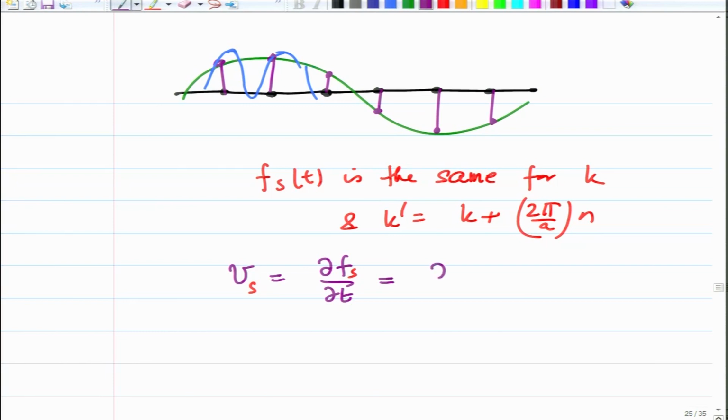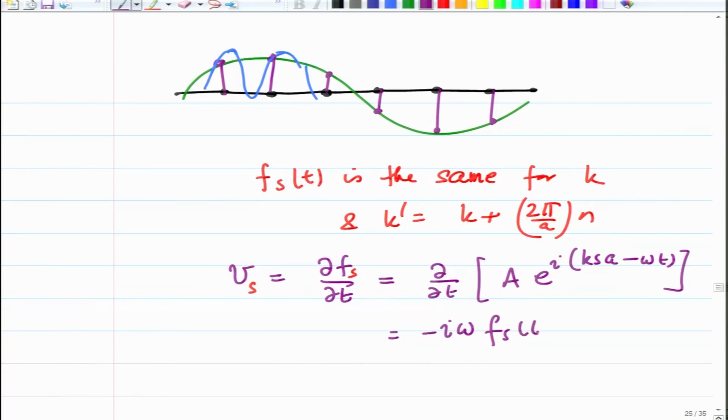is d by dt of a e raised to I k s a minus omega t, which is nothing but minus I omega f s t. So, if the displacement f s remains the same, so does the velocity. So, all these atoms have the same displacement, same velocity, and you can also show same acceleration. So, it does not really matter whether I take k confined in the Brillouin zone or k outside it, the motion is the same, and therefore, everything can be described with k's within the Brillouin zone.